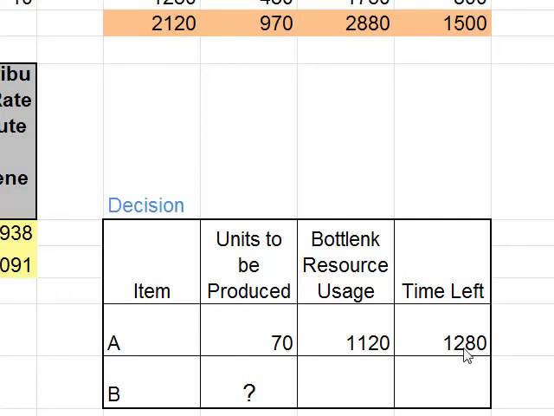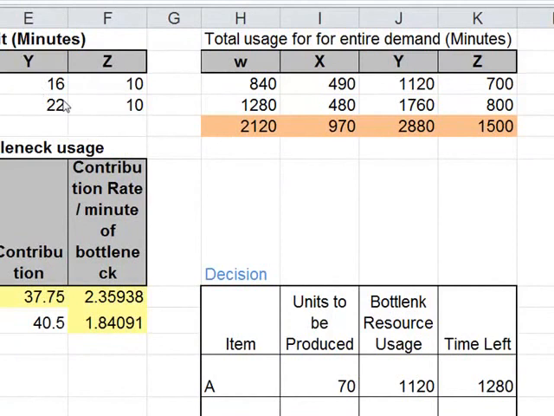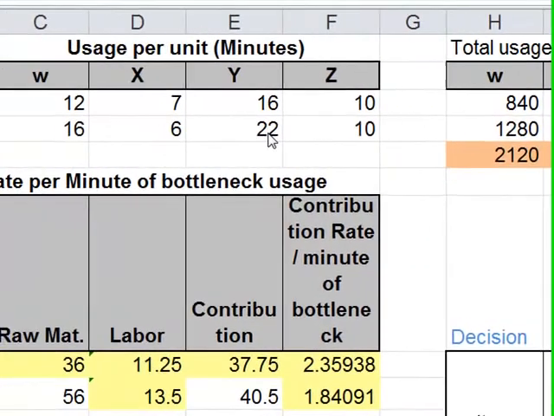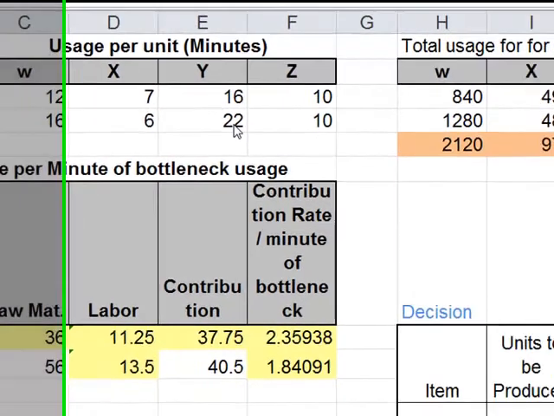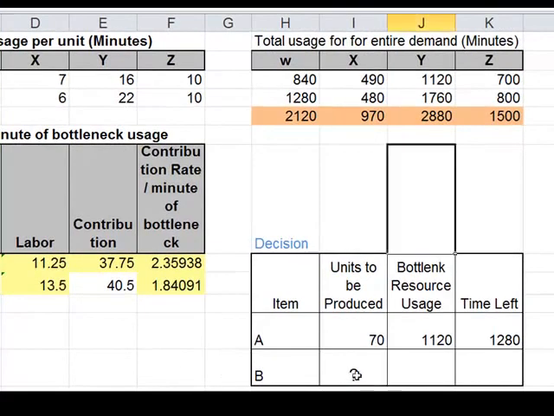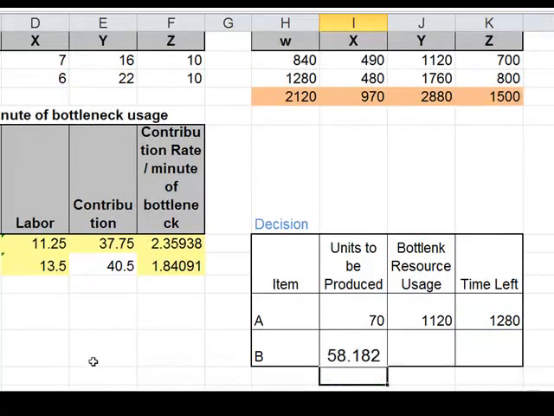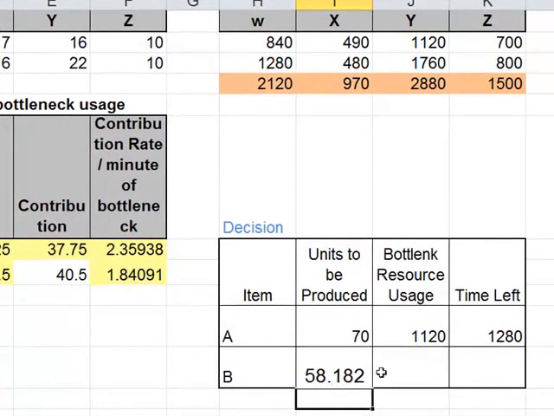So now you take this 1280 and divide that by 22, because this is the amount of time you are left with in the bottleneck department. If you divide it by 22, that will tell you how many units of B you can produce. So I'm going to enter this formula, this divided by this number, and that will give you 58.182. But you know you can't make a fraction of a product here. So it should be 58 here.